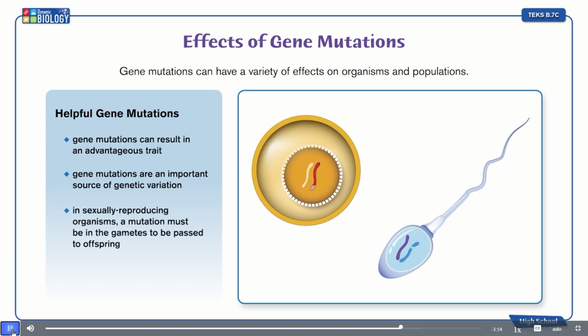Note that in sexually reproducing organisms, for a mutation to be passed from parents to offspring, the mutation must be present in the gametes. Now you know how gene mutations can have neutral, harmful, and helpful effects on organisms and populations.